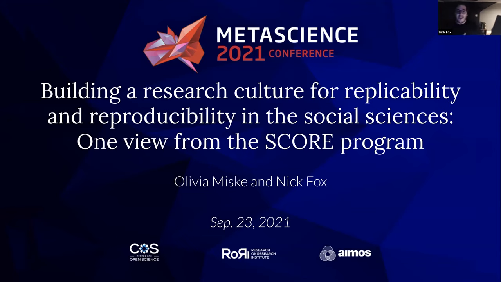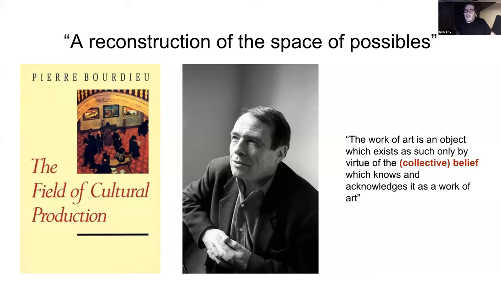We came up with a very creative name: Building a Research Culture for Replicability and Reproducibility in the Social Sciences, One View from the SCORE Program. And so I really gravitated towards this idea of building a research culture, right? So like any good psychologist, I'm gonna start this off talking about a French sociologist, Pierre Bourdieu. He wrote this book called The Field of Cultural Production. It's actually a book that I keep on my desk.